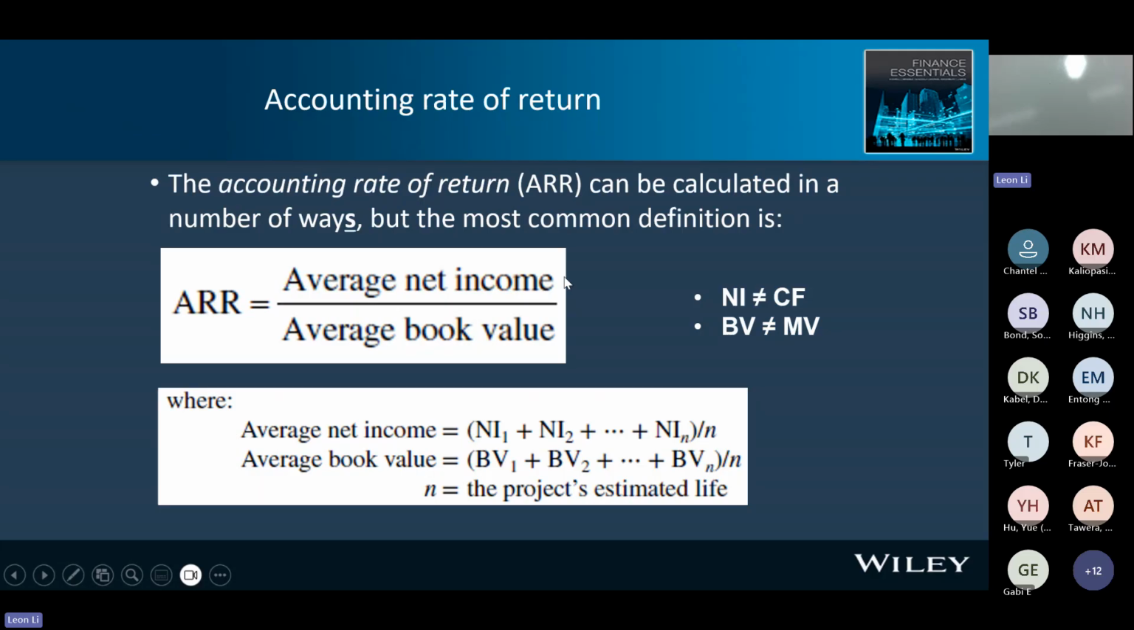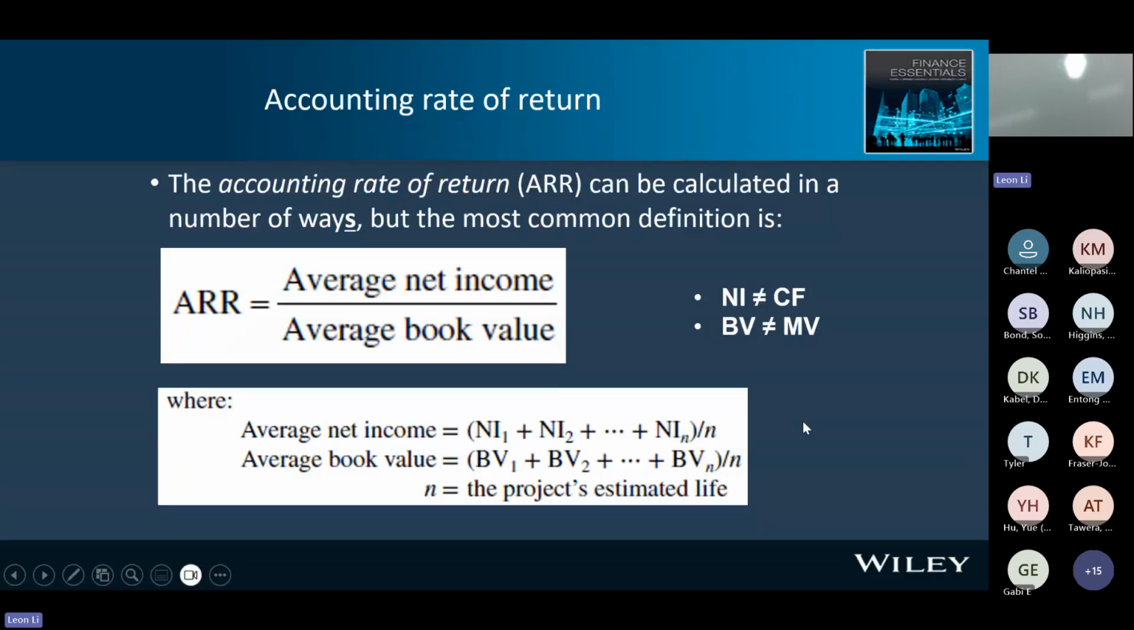So accounting rate of return, this is the definition. Accounting rate of return, or ARR, can be calculated in a number of ways, but in this class, we use this definition, right? ARR is average net income divided by average book value. So here, average net income. Consider we have an N-year project, and the project can provide us the net income every year, year 1, year 2 to year N.